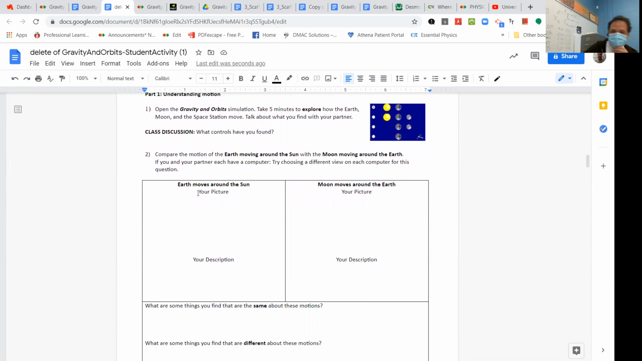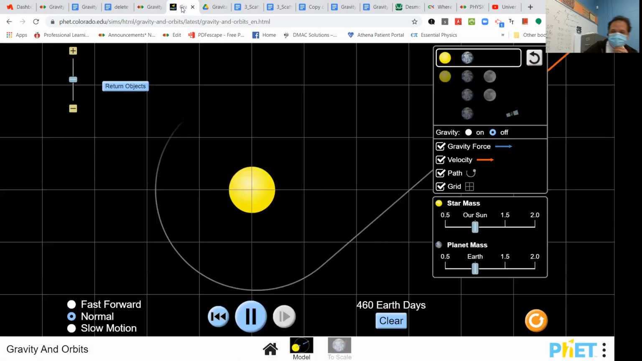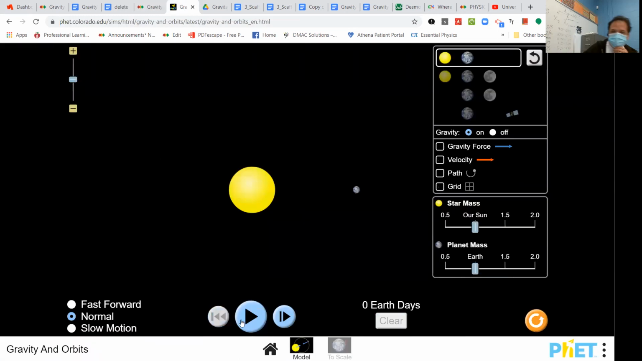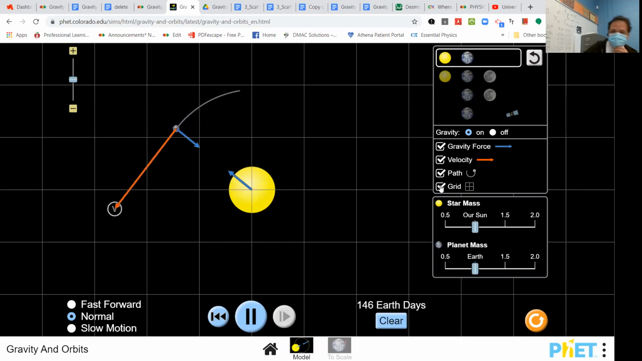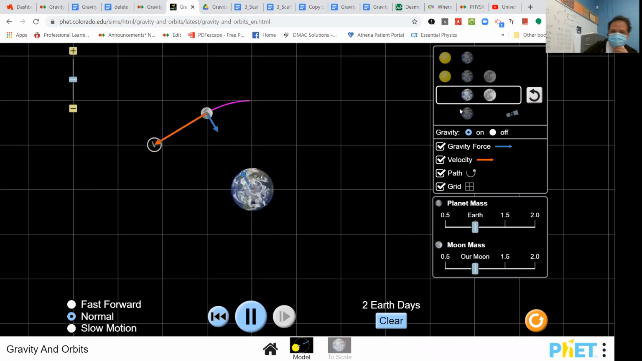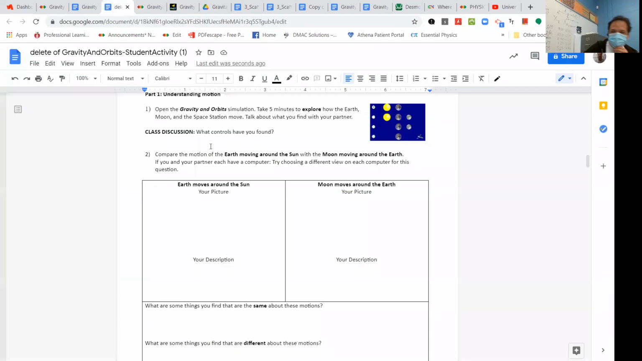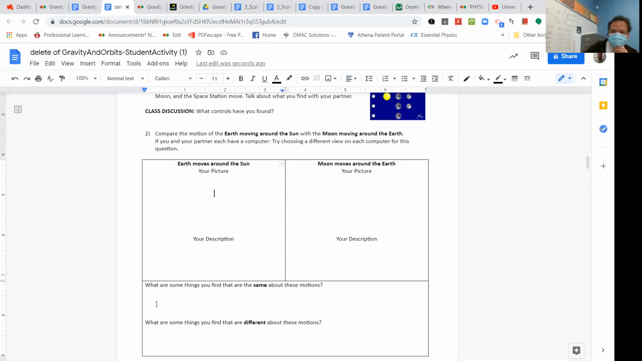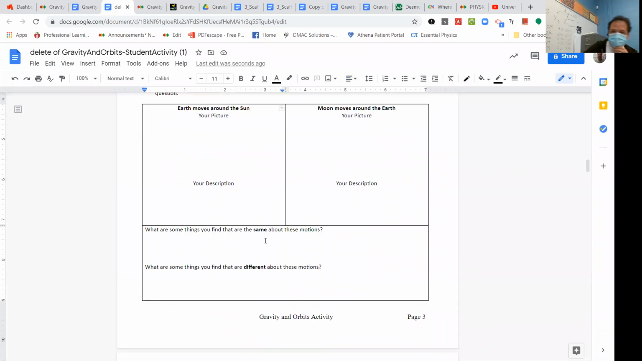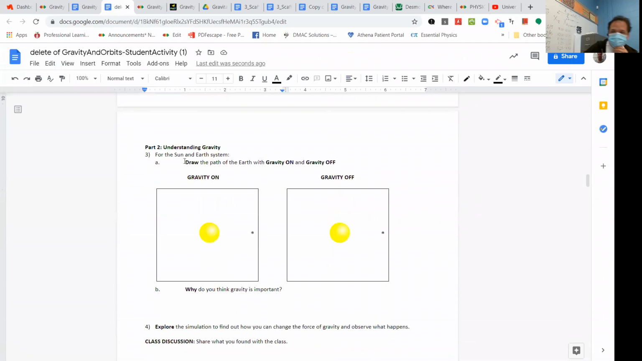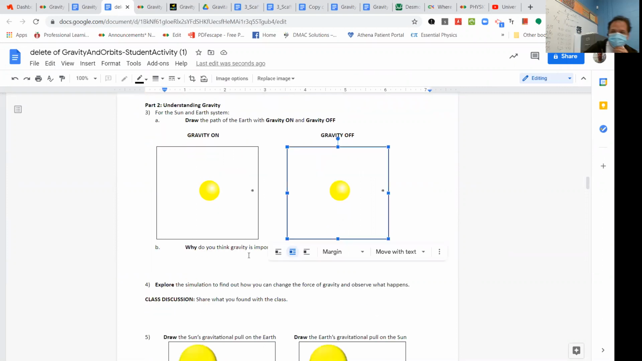Okay, so Earth moves around the sun, so that would be this, right? Okay, and you're supposed to compare that to the moon, so you kind of look at all the forces and the path, and then you have the moon and the Earth. So what's the difference? So draw a picture, describe what are some things that are the same, what are some things that are different. For the sun and earth system, draw the path of the earth with gravity on and with gravity off. Why do you think gravity is important?